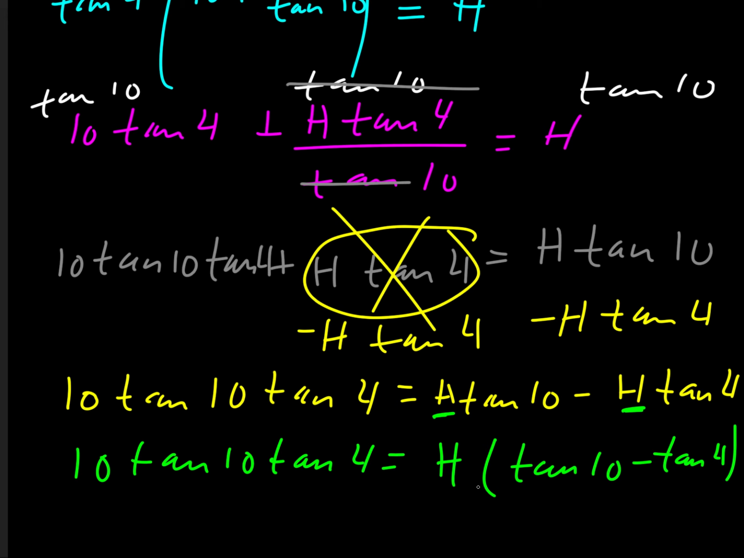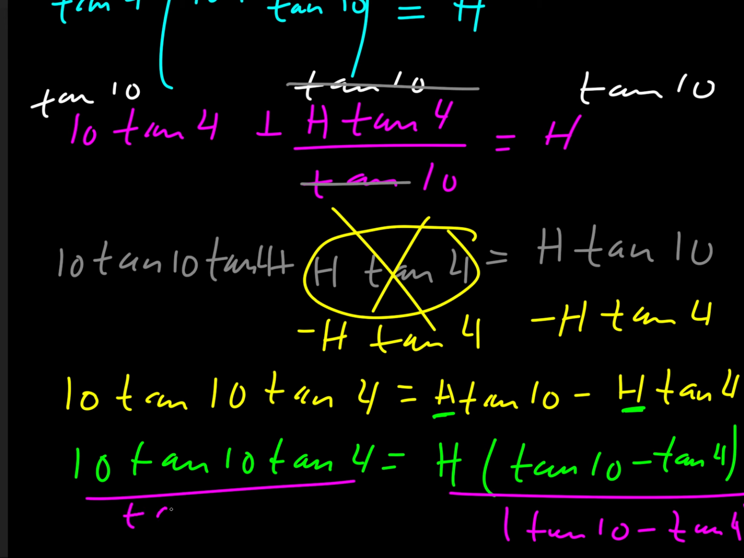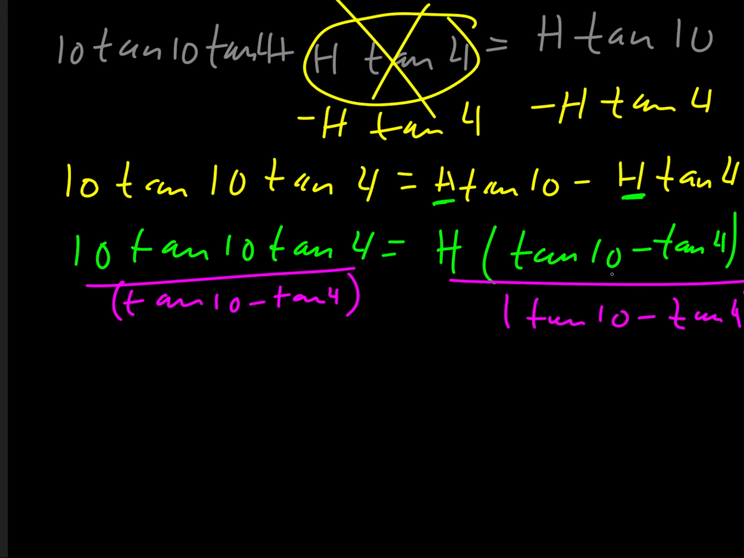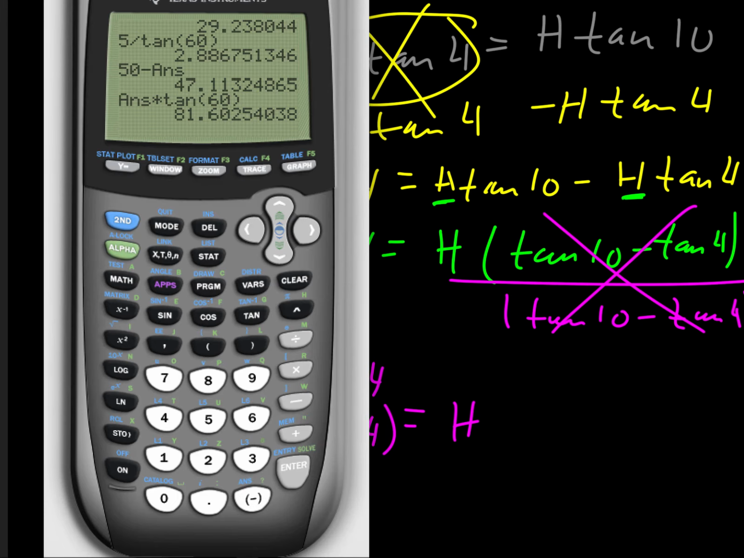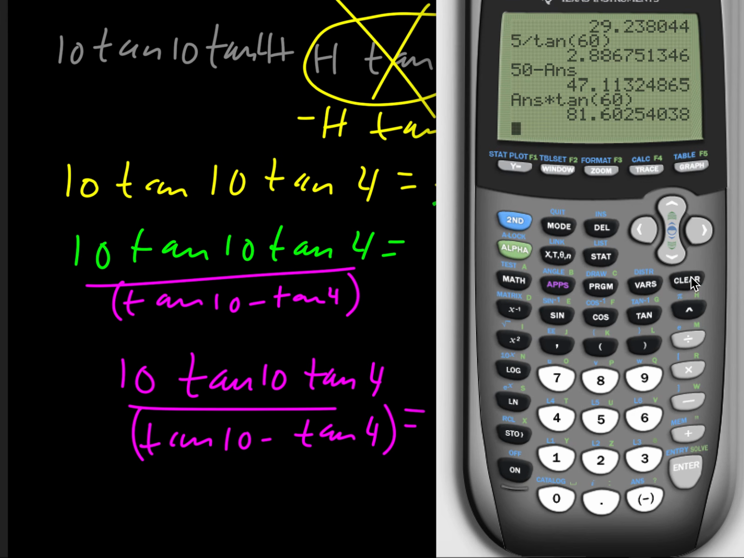And one more step of algebra, divide by the parentheses, tan 10 minus tan 4, divide by the parentheses, tan 10 minus tan 4, and then that cancels, so we just have h equals 10 tan 10 tan 4 divided by tan 10 minus tan 4. Alright, now we're going to plug that into a calculator, see what our answer is.